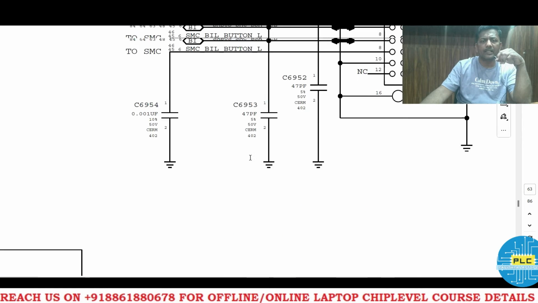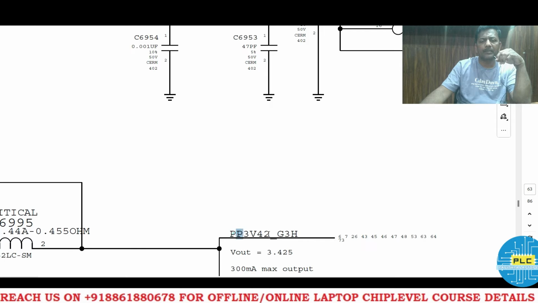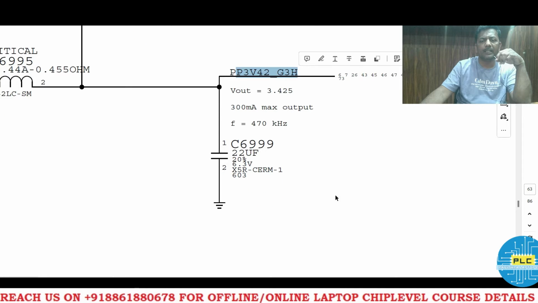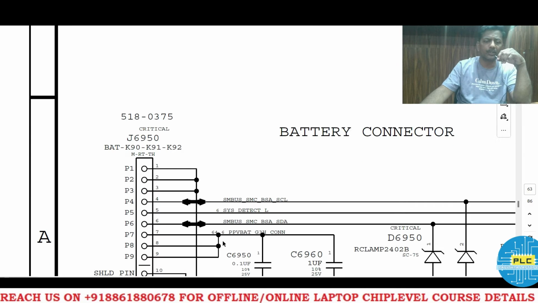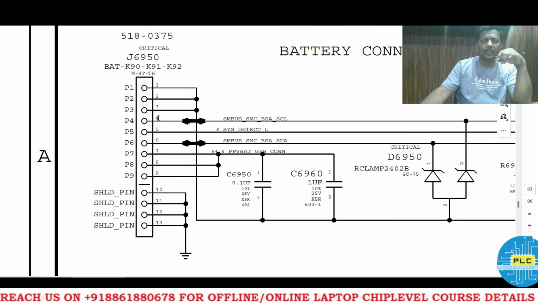So it's very easy, right? So we got PP3V42G3H, we got two voltages on the input and output. Okay, this is the battery section, the battery connector.